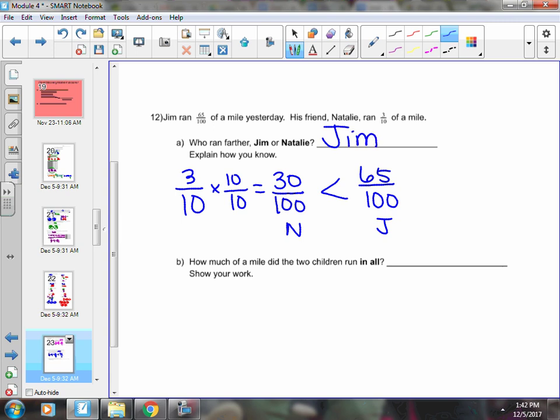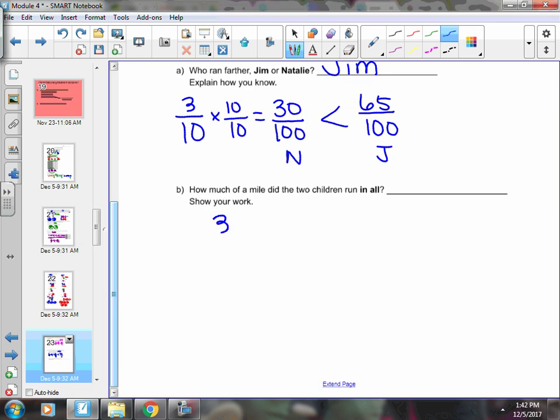And the last one, how much of a mile did the two run in all? Well, now that we made the denominators the same, adding is super easy. All I have to do is the Natalie number plus the Jim number, and the denominators are already the same.